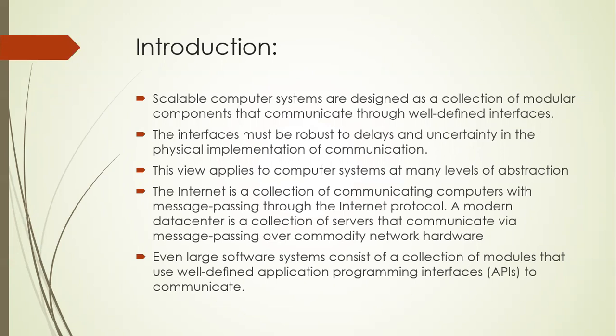The internet is a collection of communicating computers with message passing through the internet protocol. A modern data center is a collection of servers that communicate via message passing over commodity network hardware. Even large software systems consist of a collection of modules that use well-defined application programming interfaces, that is APIs, to communicate.